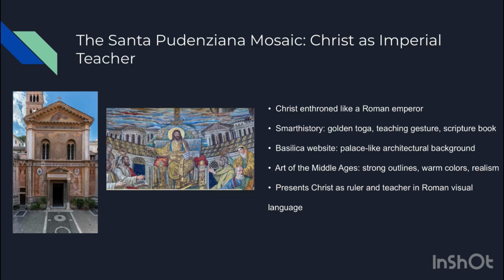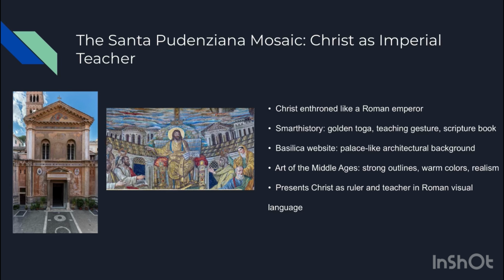According to Smart History, Christ sits at the center on a jewel-studded throne, wearing a golden toga that resembles imperial clothing. His right hand is raised in a gesture of teaching, while his left holds a book of scripture. The official Basilica di Santa Pudenziana website highlights the architectural background, which resembles a Roman palace, reinforcing Christ's authority through familiar imperial settings. The Art of the Middle Ages database adds that the mosaic's strong outlines, warm colors, and naturalistic shading reflect late Roman artistic techniques.